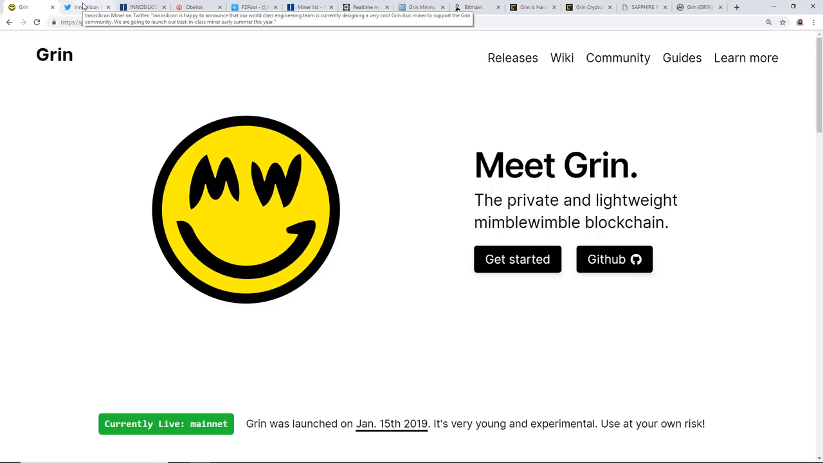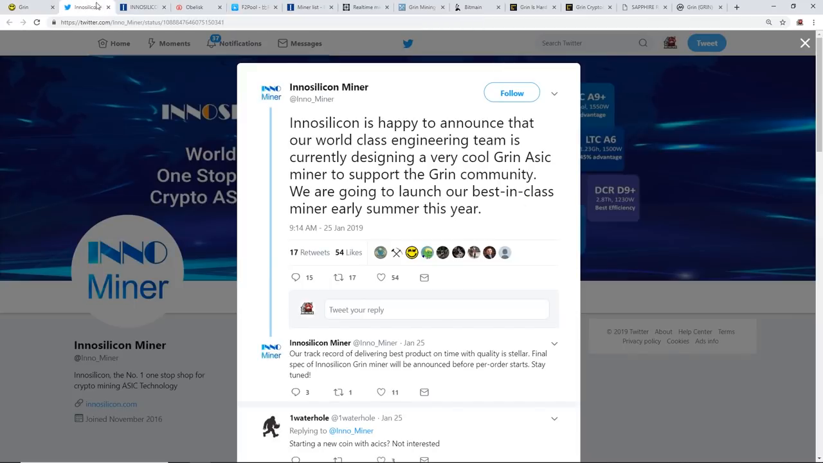Looking at it now, the hype around it and the price and everything, and now that these ASICs are coming aboard, if you guys remember, shortly after Grin was announced and launched, Innosilicon and Obelisk, the infamous Sia coin ASIC miner manufacturer, had a Twitter post from Innosilicon saying they are happy to announce that their world-class engineering team is currently designing a very cool Grin ASIC miner to support the Grin community. We are going to launch our best-in-class miner early summer this year. And they announced this on January 25th, 2019.